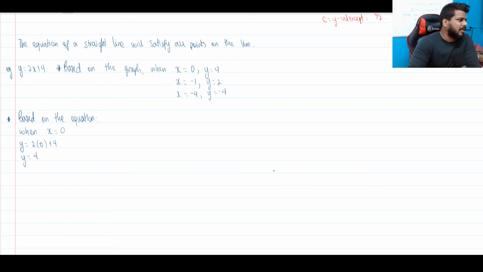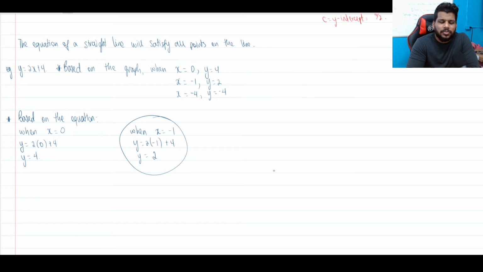Alright? Based on the equation, when x is minus 1, y is equal to 2 into minus 1 plus 4. Y is equal to minus 2 plus 4, which is 2. So again, based on the graph, when x is minus 1, y is 2. Based on the equation, when x is minus 1, y is 2. We'll do the last one and some more. When x is minus 4, y is 2 into minus 4 plus 4. That is minus 8 plus 4, which is indeed minus 4.